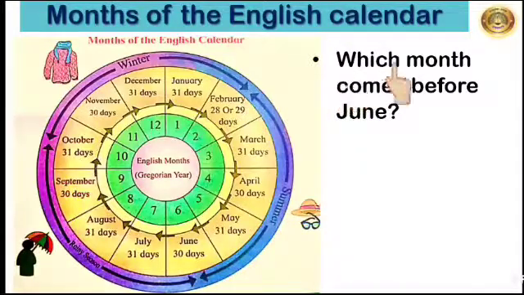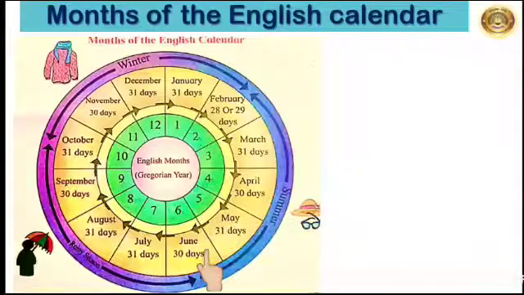Next, which month comes before June? So children, what is before? Before means earlier. This is the June month. What comes before? This arrow is going this side. So before June is May, and after June is July. You have to go backward one place.